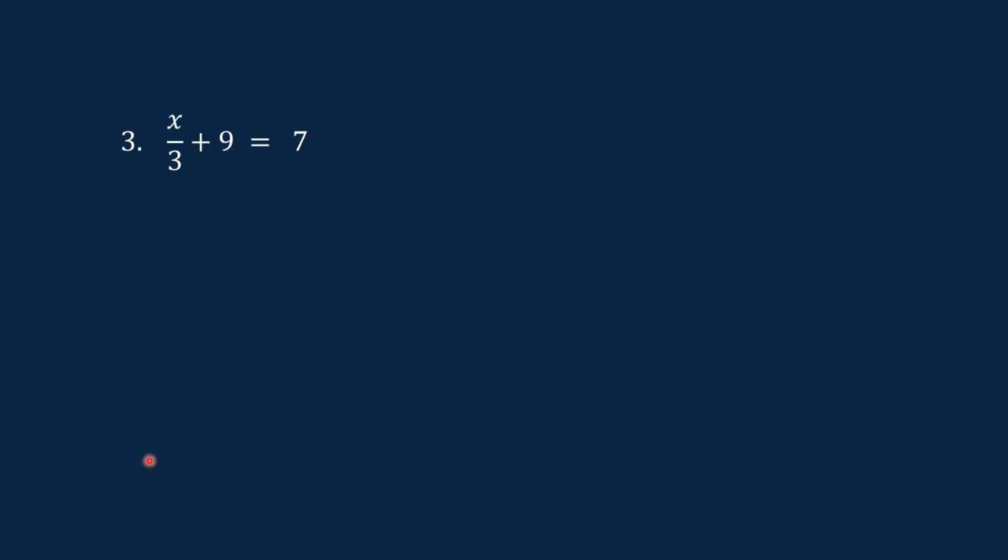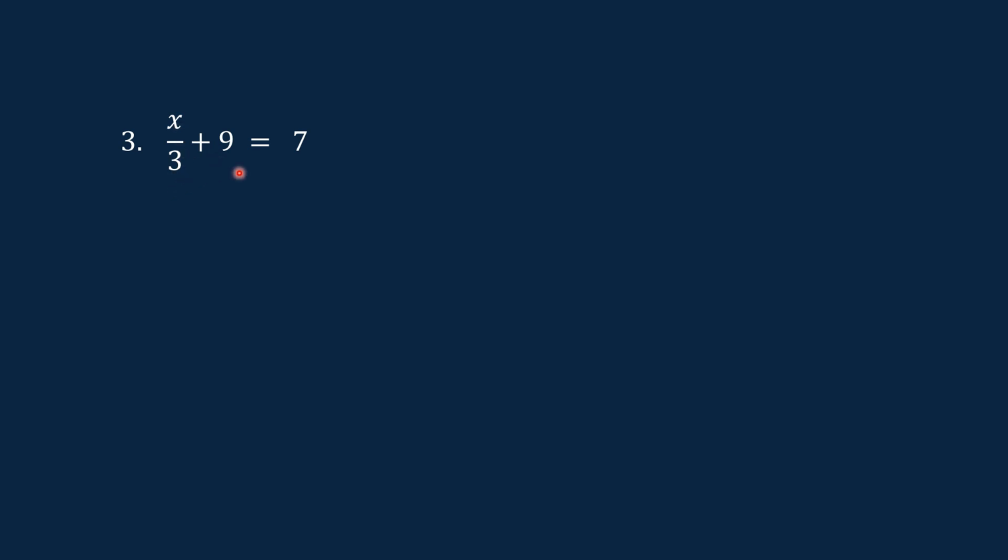Example number 3. x over 3 plus 9 is equal to 7. To solve for the value of x in this equation, we must isolate x. First, we get rid of the constant term on the left side. The constant term is 9. This is x over 3 plus 9.